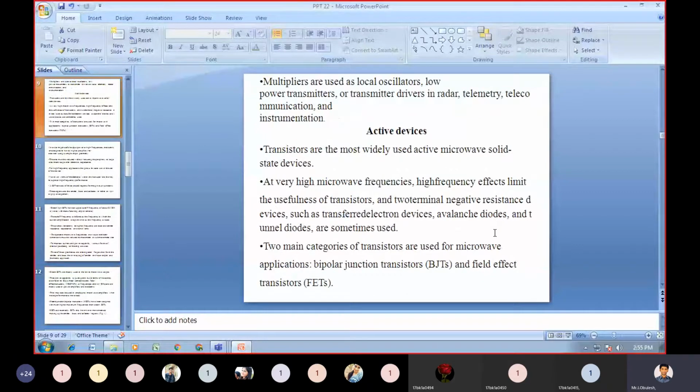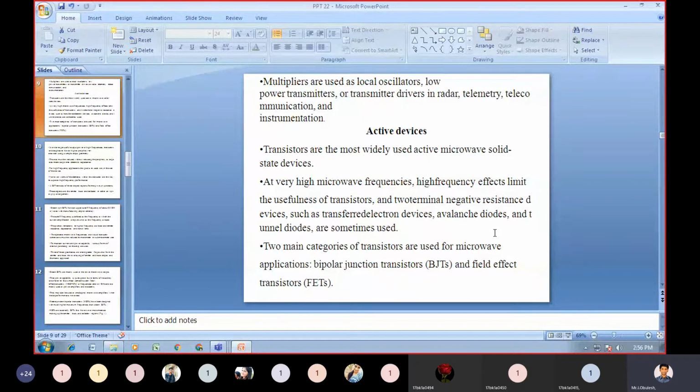The multipliers are used as local oscillators for low power transmitters or transmitter drivers in radar, telemetry, telecommunication, and instrumentation. So you need to use the multipliers in these regions.